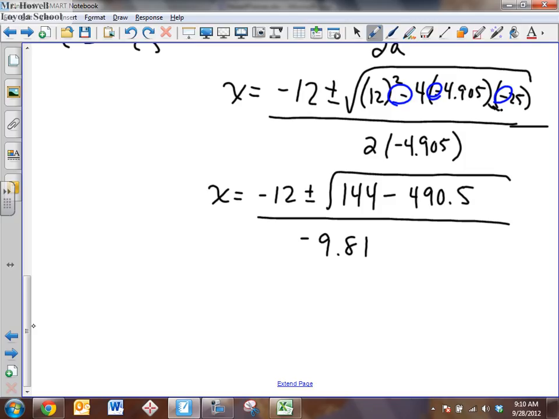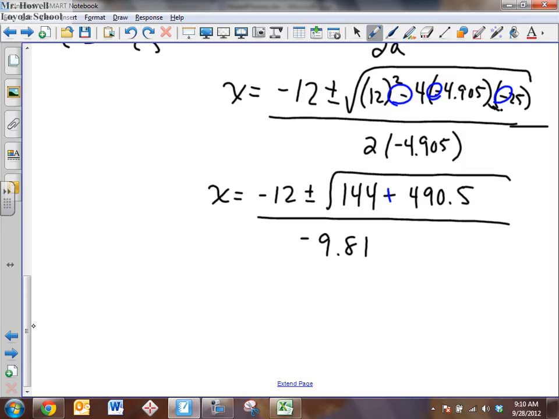Because look, 144 minus 490, what kind of a number is that going to become? Negative. And you can't take the square root of a negative. So unfortunately, I just picked random numbers, so this didn't work. But make believe, hypothetically speaking, had this been positive, what would we do from this point on? Somebody step me through the rest of the problem.